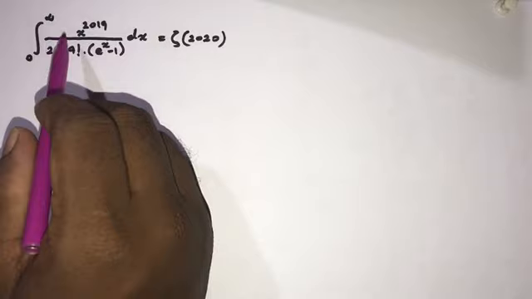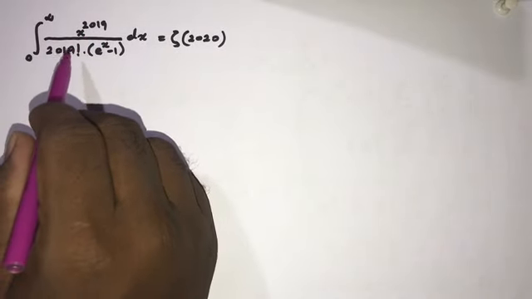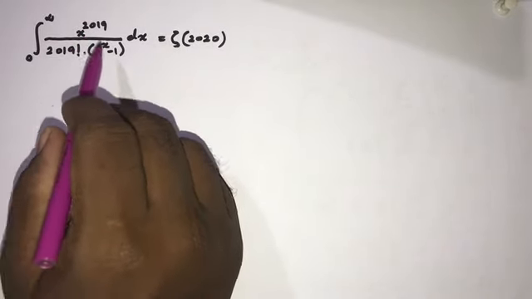Today we are going to solve another interesting integral question. Show that the integral from 0 to infinity of x to the 2009 over 2009 factorial times (e to the x minus 1) dx is equal to zeta of 2020. Well, how to begin?